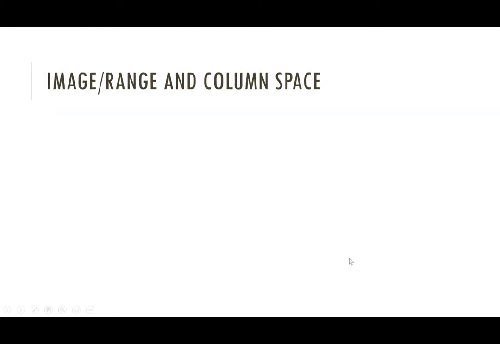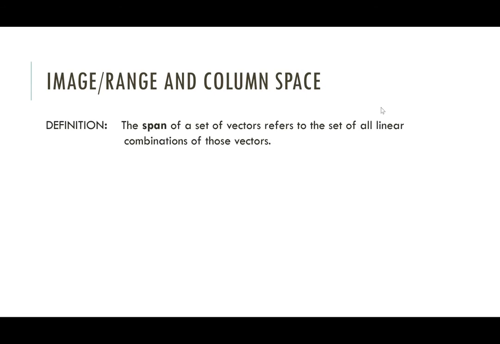So, okay, the image or range of a matrix or linear transformation versus the column space. The column space you saw in that 3 Blue 1 Brown video. Turns out they're the same. But first, the last two examples were motivating this definition that your book gives of the span. So the span of a set of vectors refers to the set of all linear combinations of those vectors. As we saw in the last example, the image of a matrix is the set of all linear combinations of the columns of that matrix.